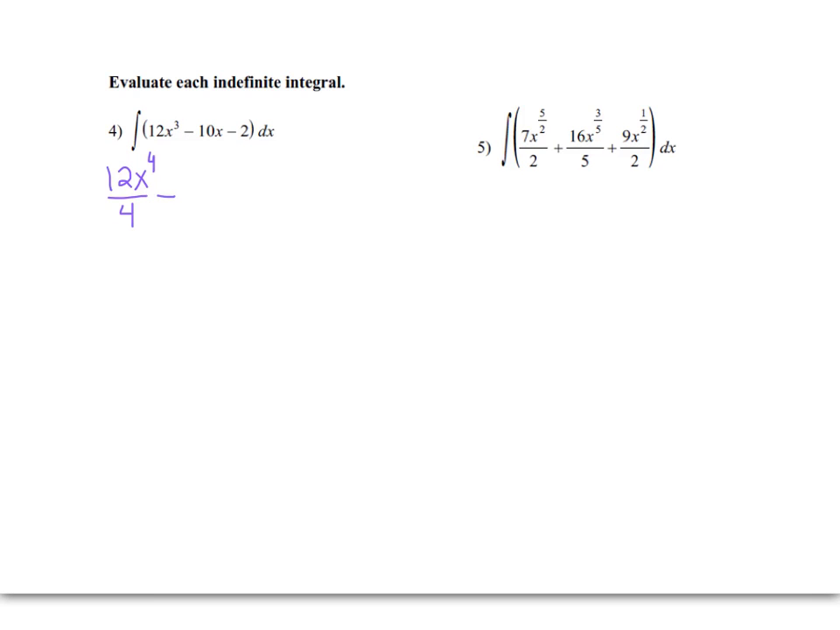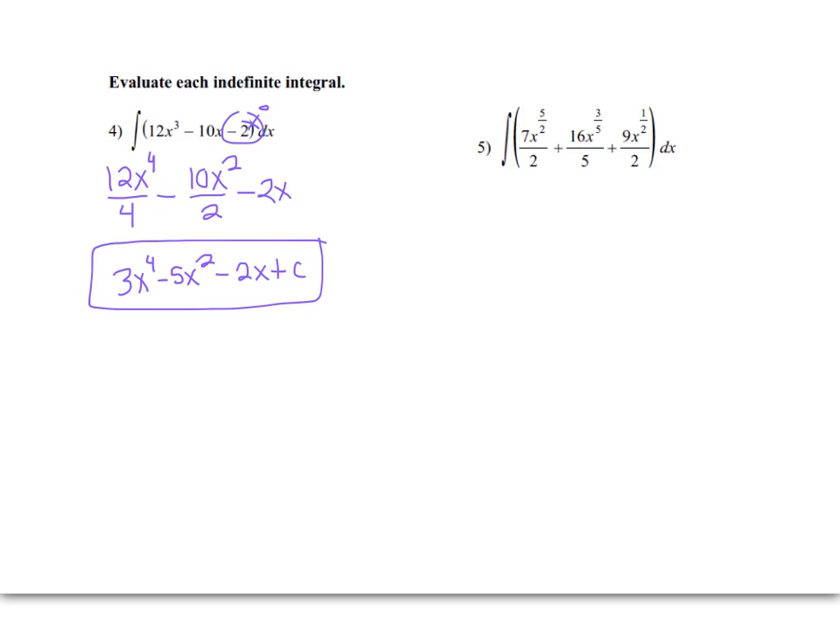On negative 10x to the 1st, we do negative 10x squared divided by 2. Then whenever we come to just a number, that has to have an x with it. Anytime you just have a number in an integral, you put an x with it. It's because it's like there's an x to the 0, and so when you add 1 to 0, you get 1, and then you divide by 1, and it's still the same thing. So we should end up with 3x to the 4th minus 5x squared minus 2x plus c for our answer.